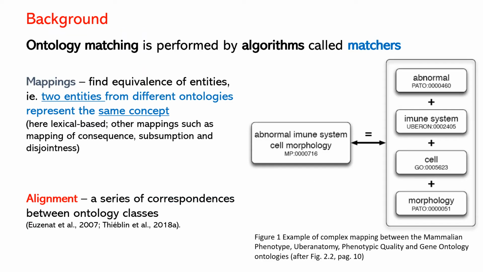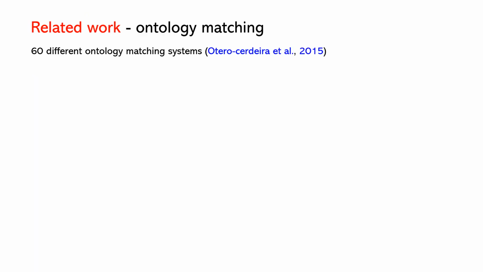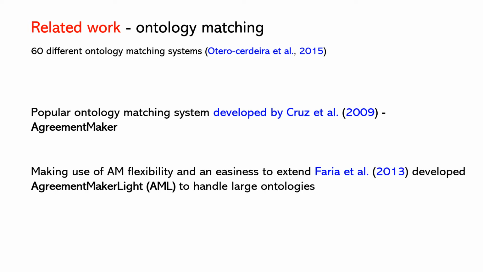In ontology matching, you perform a mapping when you verify if two entities, a label in a source ontology and a label in a target ontology, represent the same concept, as exemplified in Figure 1. A series of mappings leads to the creation of an alignment between ontology classes. There are several ontology matching systems available, of which AgreementMaker and AgreementMakerLight are quite popular.